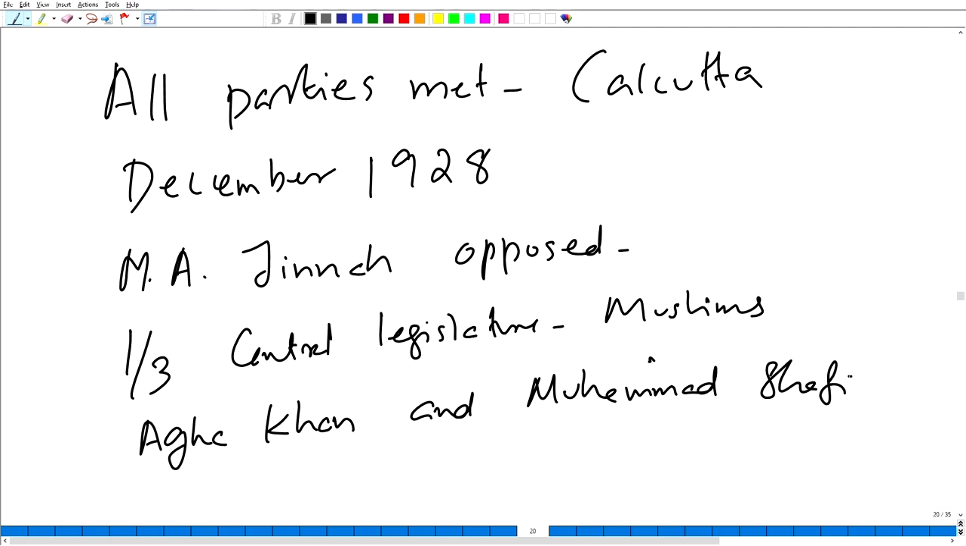At the All Party meeting convened to discuss the proposals of Motilal Nehru, Muhammad Ali Jinnah opposed the reservation policy, and he demanded that 1/3 of the seats would be reserved for the Muslims at the central legislature. It was opposed by other parties, consequent upon which Muhammad Ali Jinnah left the meeting and joined the group led by Aga Khan and Muhammad Shafi.